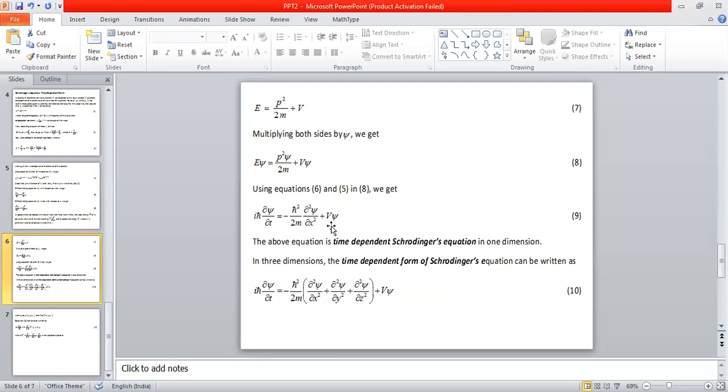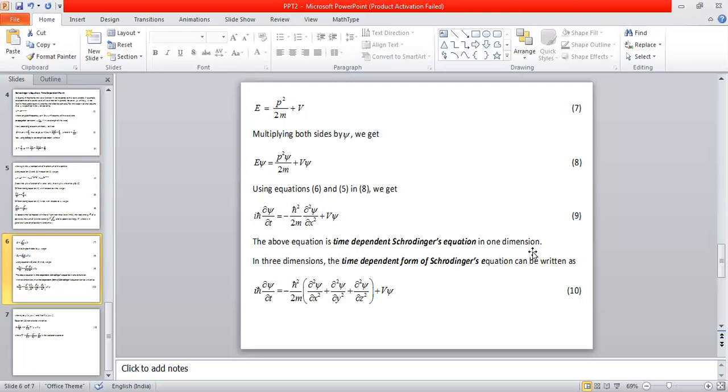And of course, there is another term because of the potential energy of the particle which is moving in a force field or potential field. That potential field V can, in general, also be a function of position and time, x and t. So we have another term, V times psi.